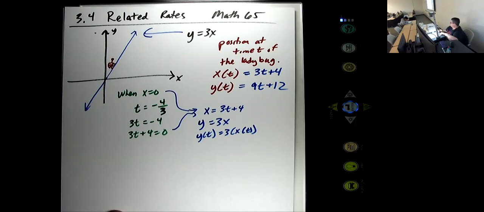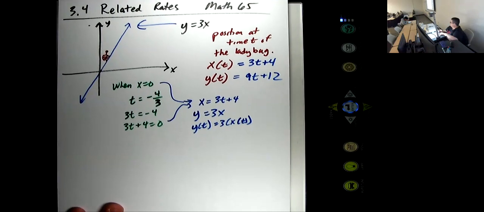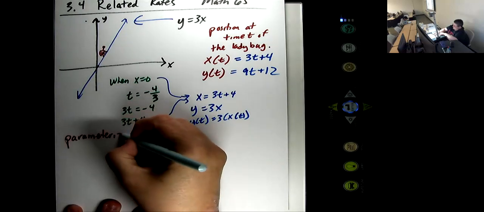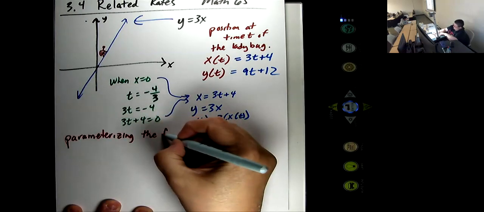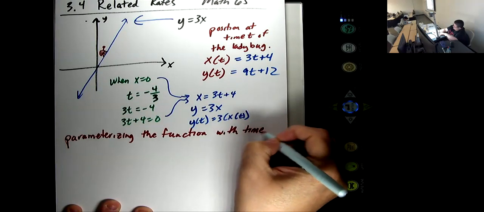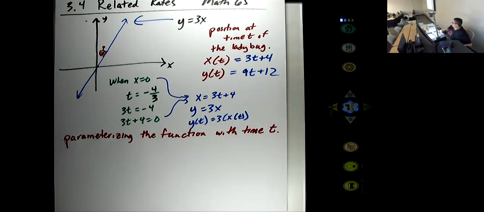I'm not testing you on this part, but you will see it in Calc 2 and 3. This is called parameterizing the function with time. Whether t is in seconds or minutes or how long, it doesn't really say. If we have something going along a path, and it's actually moving, so it's at different positions at different times, this is like a real world application of graphing. We could parameterize it in terms of time.